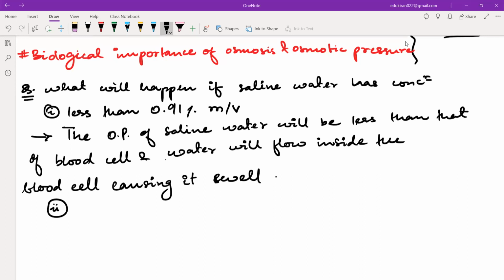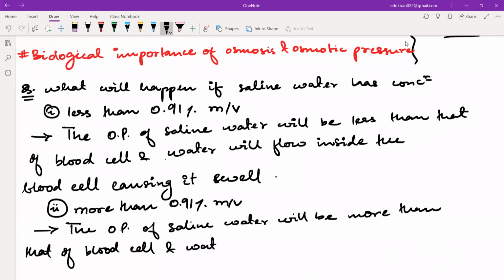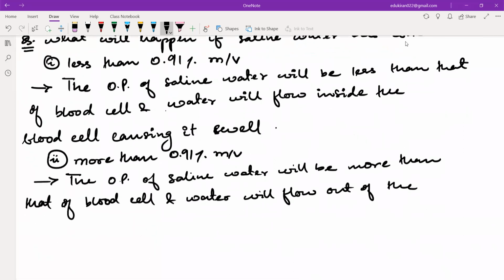Second point, more than 0.91 percentage M by V. Now the osmotic pressure of saline water will be more than that of blood cell, and water will flow out of the blood cell, causing it to shrink.